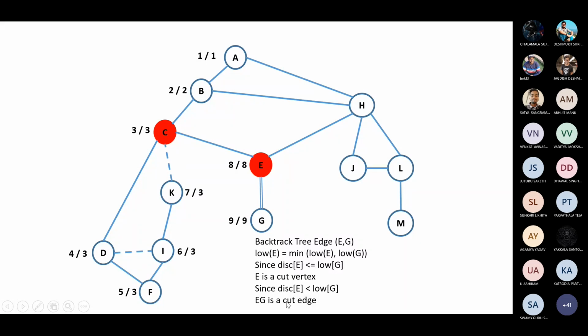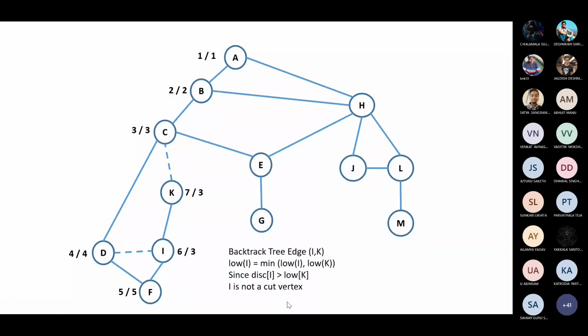Discovery of E is strictly less than low of G, 8 strictly less than 9, so it is a cut edge. Now if we go back a little bit, we go to 6, before that 4 4, 5 5, 6 6, then the low of 4 is updated, then 7 7.